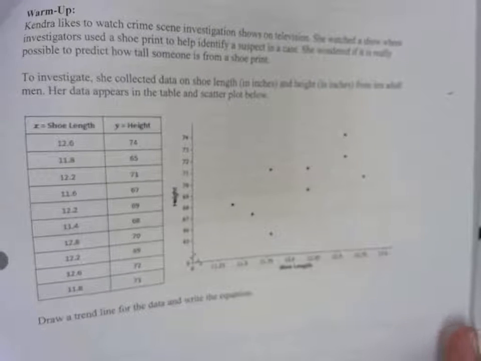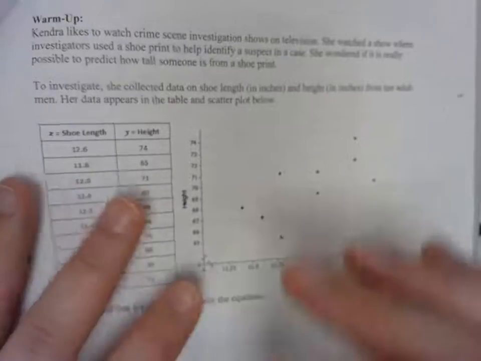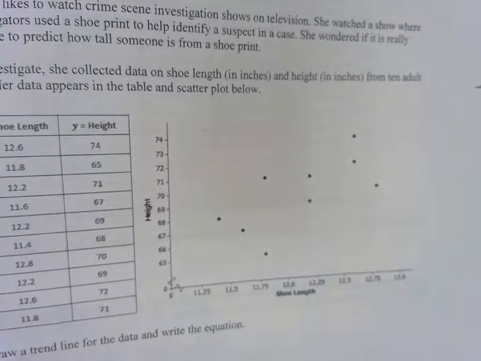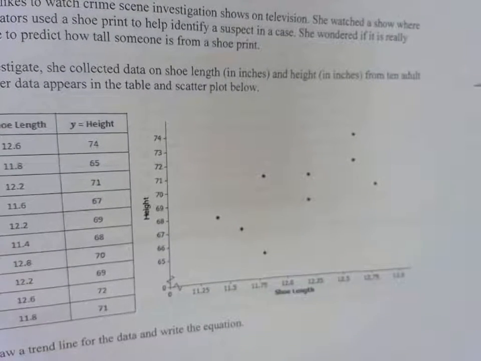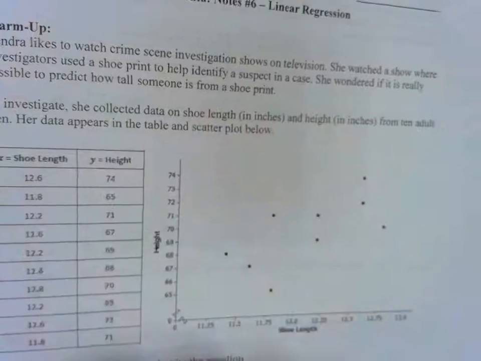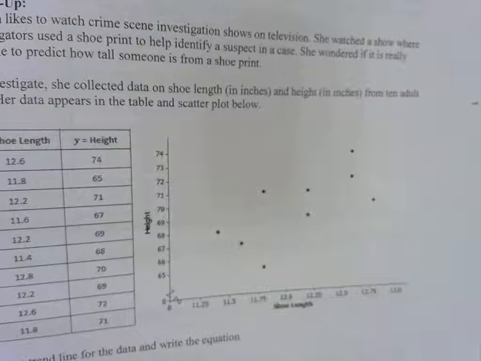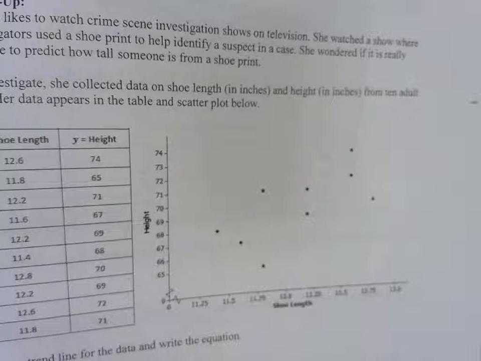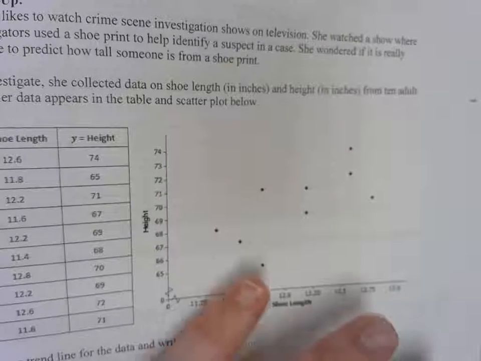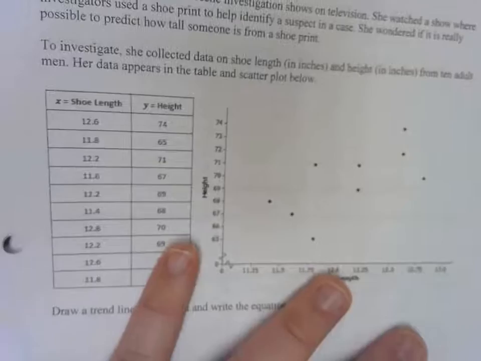Okay, first question we're looking at. The first example I have. So let's look. We are looking kind of like we talked about yesterday, except it's going to be a little harder. So note 6. First thing, Kinder likes to watch crime scene investigation shows on television. She watched a show where investigators used a shoe print to help identify a suspect in a case. She wondered if it was really possible to predict how tall someone is from a shoe print. To investigate, she collected data on shoe length in inches and height in inches from 10 adult men. Her data appears in the table and scatter plot below.